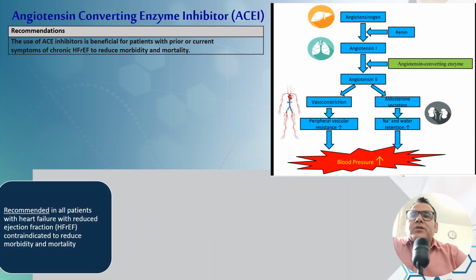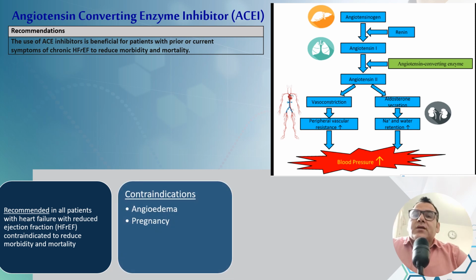So it's recommended to reduce morbidity and mortality. This morbidity and mortality benefit is proven from clinical trials. There are trials on these medications that provide mortality benefit. Contraindications are angioedema or pregnancy. It is teratogenic, so it is totally avoided in pregnant patients.